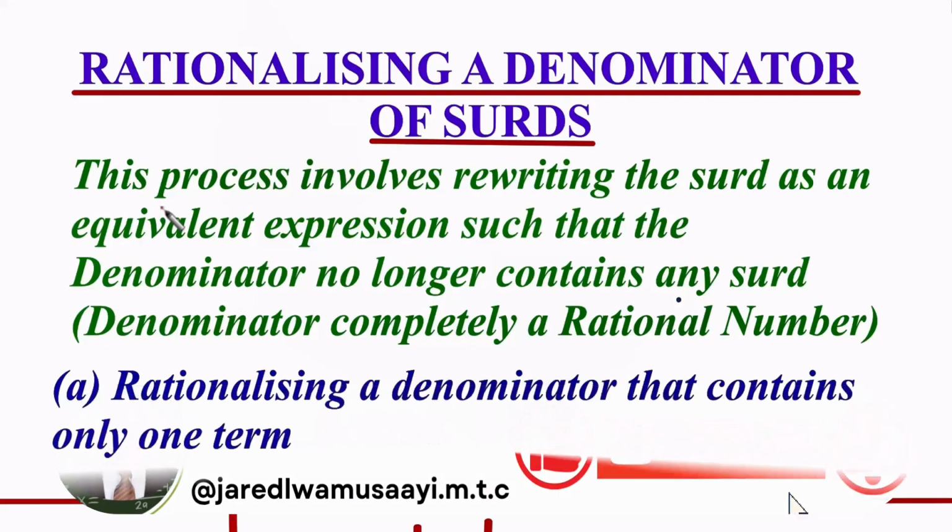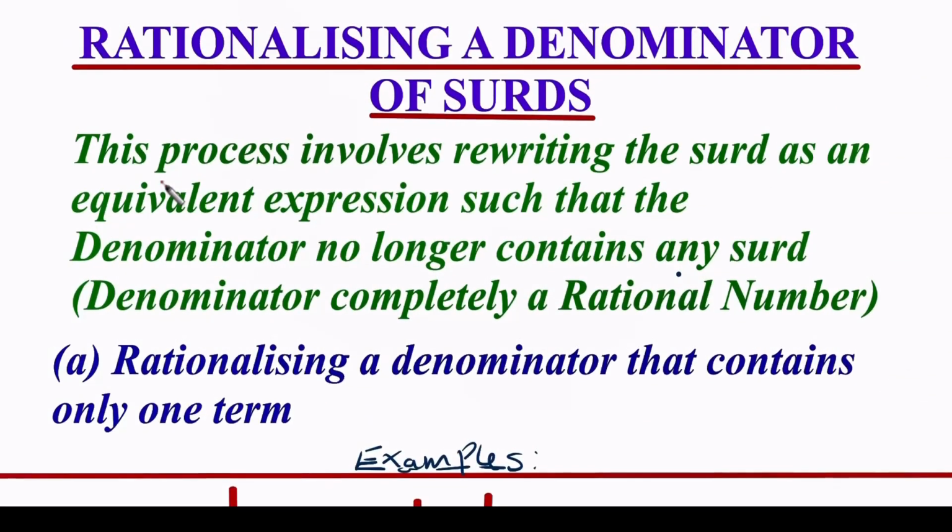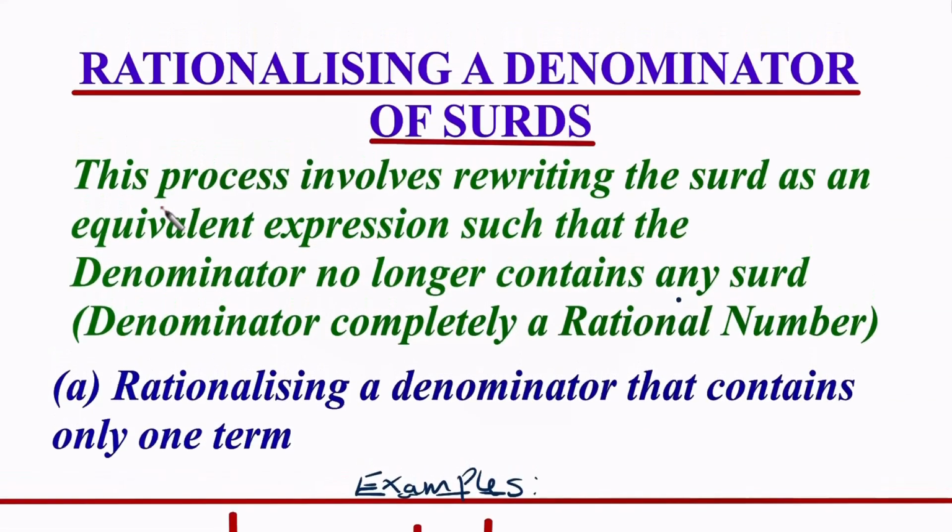Now let's dive into the video. Tonight we are going to talk of rationalizing a denominator of surds. In this process, it involves rewriting the surds as an equivalent expression, such that the denominator no longer contains any surd, meaning we make the denominator completely a rational number.